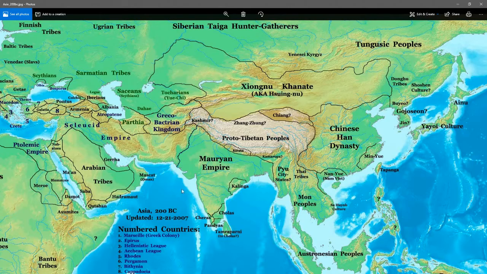So here we've got about 200 BC. This Greco-Bactrian kingdom has formed. It's around this time that the Mauryan Empire is formed. You can see Kalinga's down here. Ashoka is going to come to power. He's going to conquer Kalinga. There's some 200,000 deaths. Of course, he's mortified by the reality of what he's done.